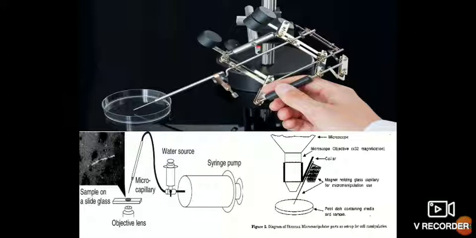Okay, so that's all for today. I hope you understand. What we discussed today is isolation of microorganisms with the help of the spread plate method, pour plate method, and streak plate method.